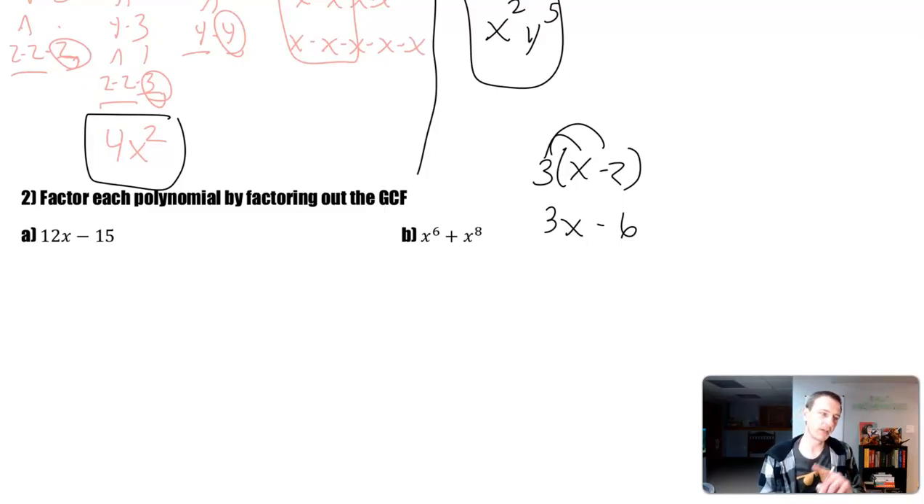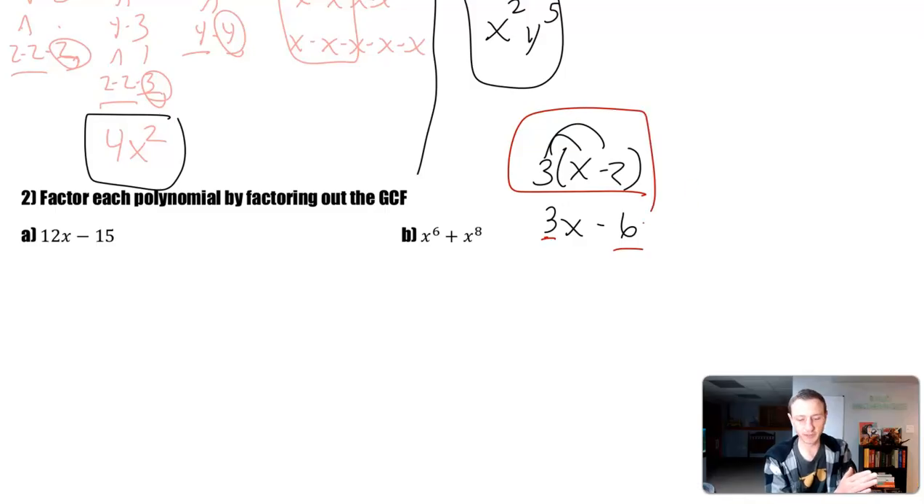Factoring is doing the opposite. It's taking out that factor that we just multiplied by, taking out the GCF. So what number goes into both 3 and 6? 3. 3 goes into 3, 3 goes into 6. So I would factor out that 3 to get it back to this spot. So I'm going backwards this time. So let's take a look at letter A, 12x minus 15. I want to take out the GCF, the greatest common factor. And if you look at 12 and 15, you can break it down into prime factorization just like we did.